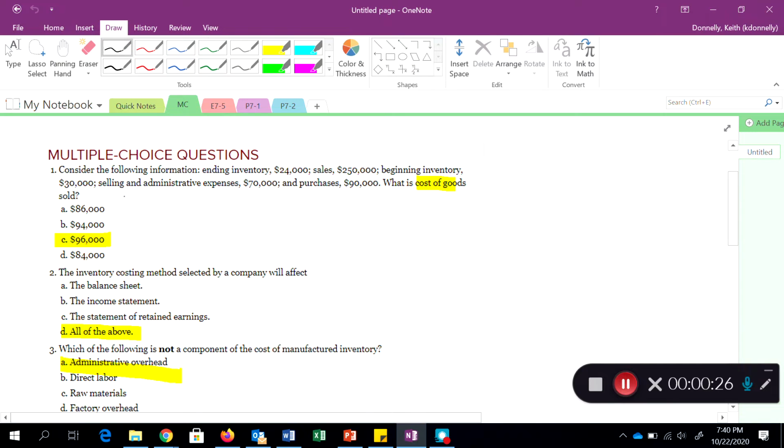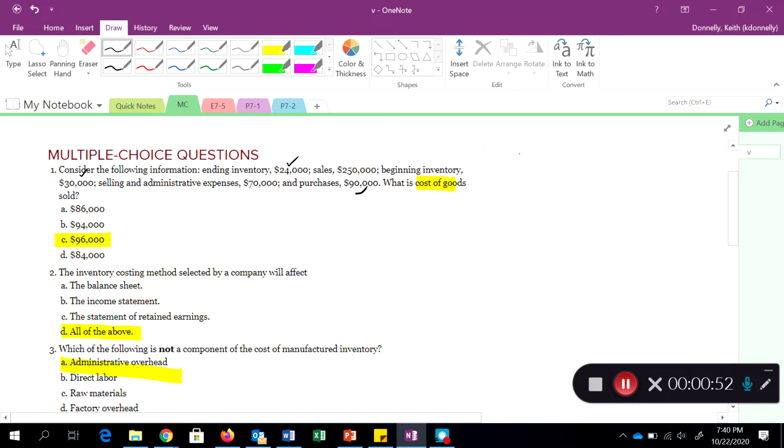So, it says consider the following information. Ending inventory, 24,000. Sales, 250,000. Beginning inventory, 30,000. SG&A, 70,000. Purchases of inventory, 90,000. They want to know what is our cost of goods sold.